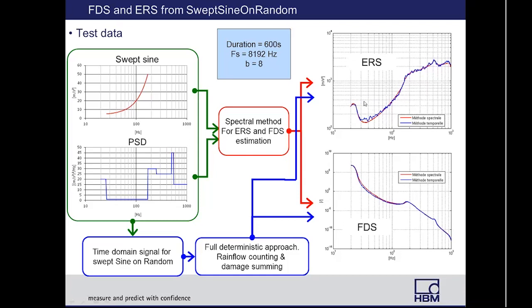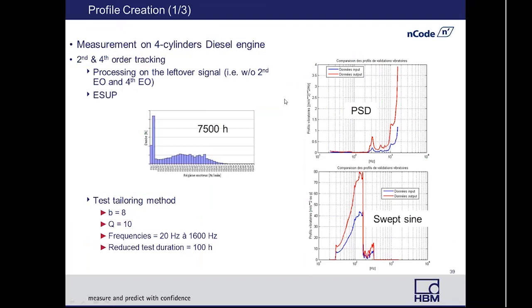So now that the method of calculating FDS directly from the swept sine on random using a spectral approach is validated, let's do it properly using the engine usage profile file. Note that this EZIP file lasts for 7,500 hours. The objective is to find a swept sine on random profile to run with a given number of sweeps and given sweep rate, but with a total test duration of 100 hours. So we want to reduce the test duration by a factor of 75.